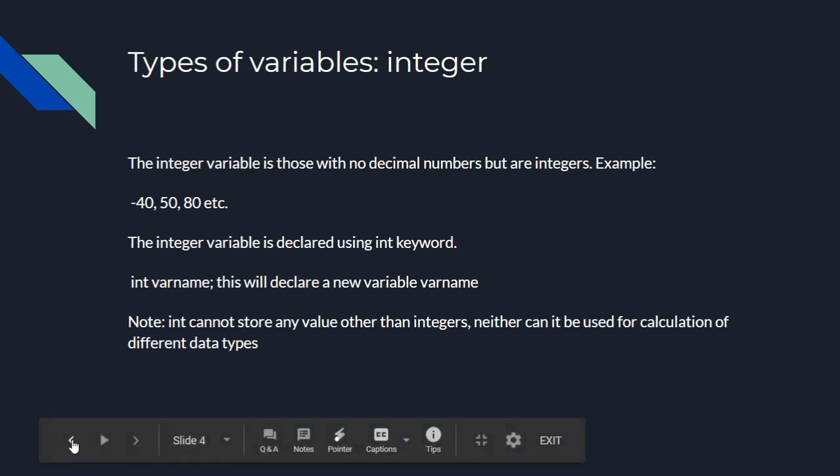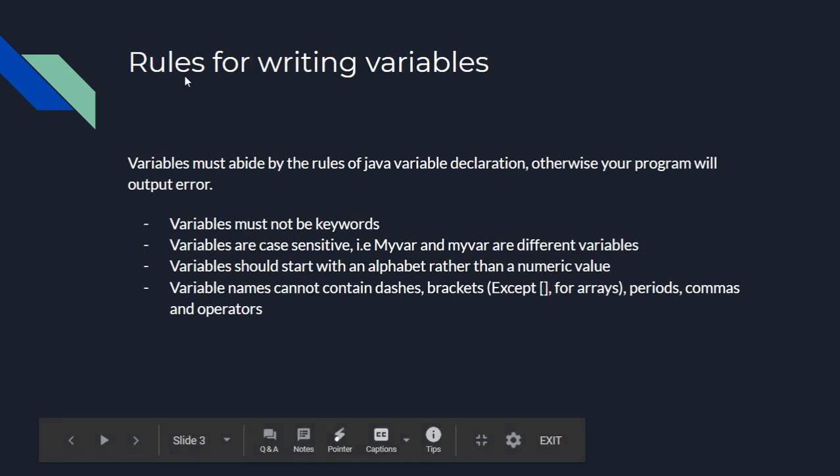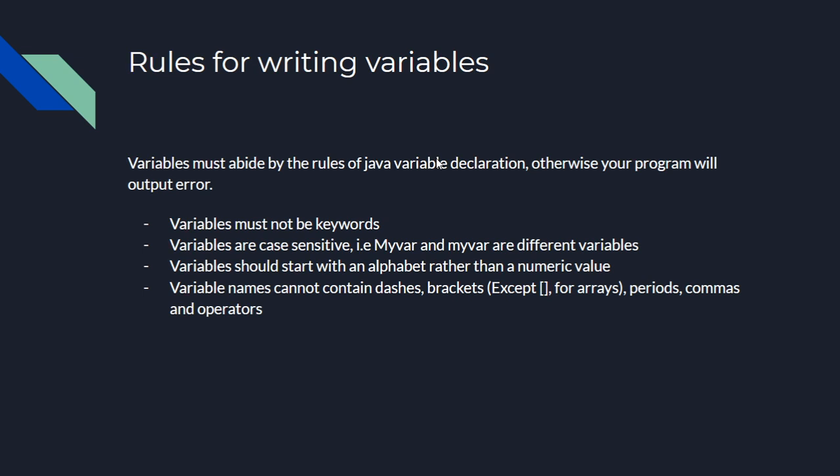Let's go to the rules of writing variables. Variables must not be keywords. Reserved keywords that I have already discussed in my previous session should not be used for identifiers. This applies to any type of identifier: class identifiers, method identifiers, and of course variable identifiers.